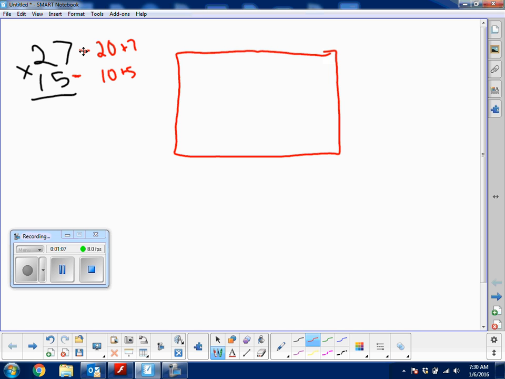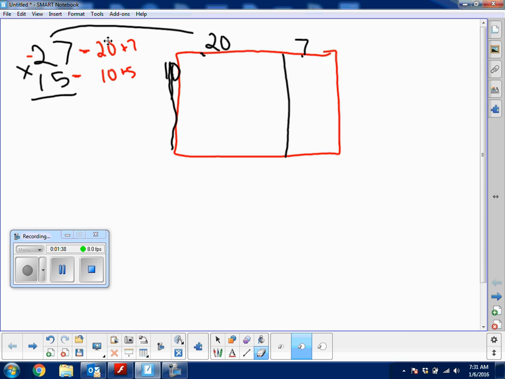Check this out. What I'm going to do now is take this top number and move this over to where I have 20 and 7. All I did was take 27 and put 20 and 7. Then I'm going to simply split it down. This represents 20, this represents 7. But I'm also not done yet. The next step is to put 15, my bottom number, on the side here. So I'm going to put 10 right here, and I'm going to put 5 right here. And of course I'm going to split those up.